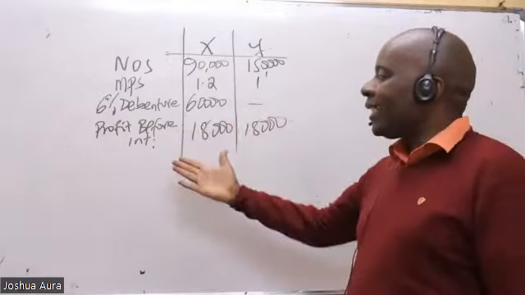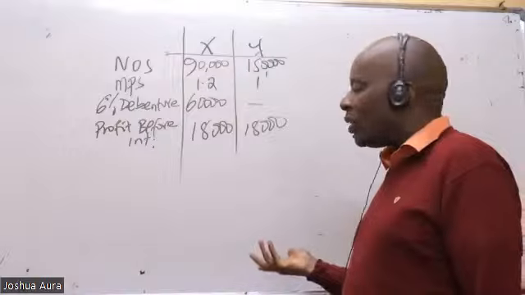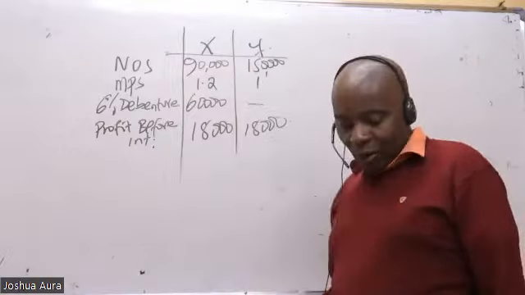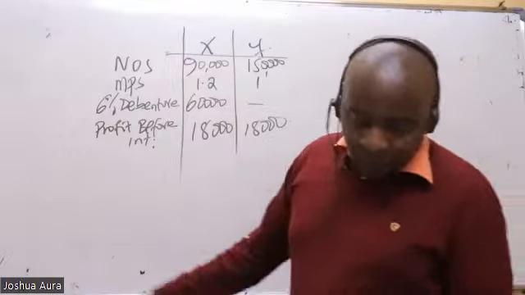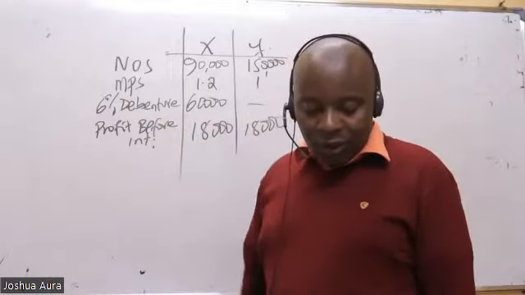We have profit before interest of 18,000. You can take it as profit before interest and tax, because the question doesn't have tax at all. So 18,000, and this profit is distributable as dividends.